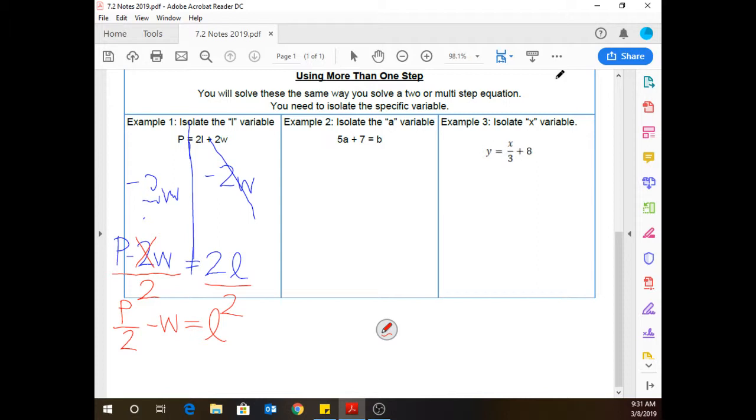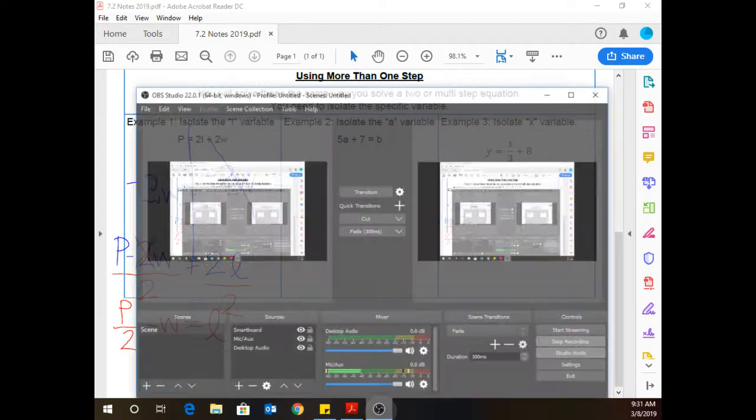Does that make sense? You could have divided by 2 from the very start if you wanted to, and that would have been fine too. I just prefer to do it last. Questions about this one?